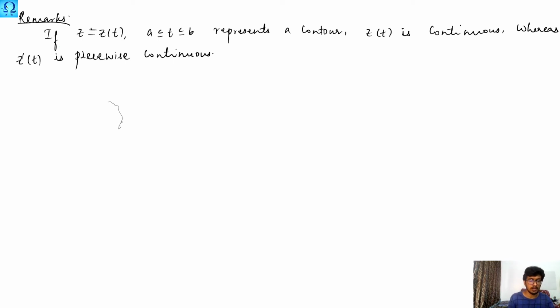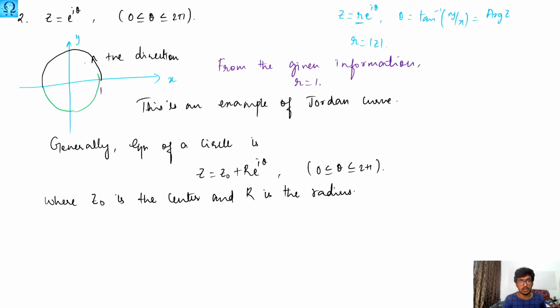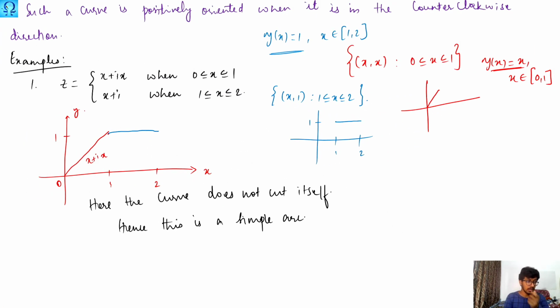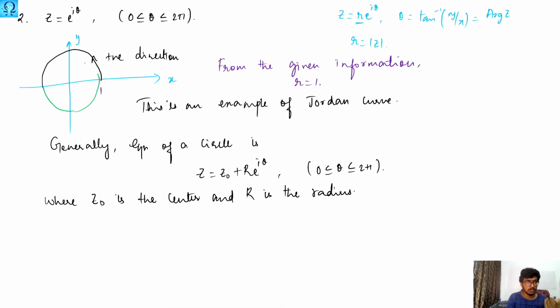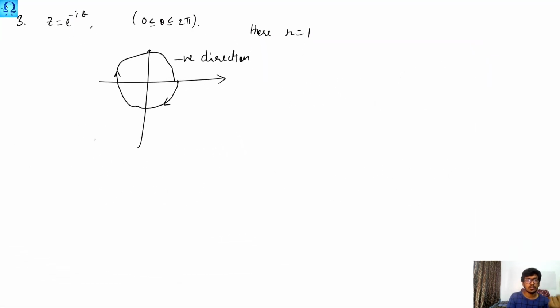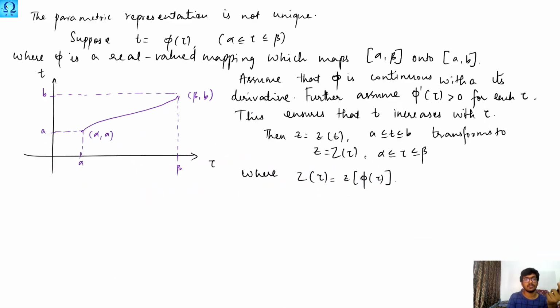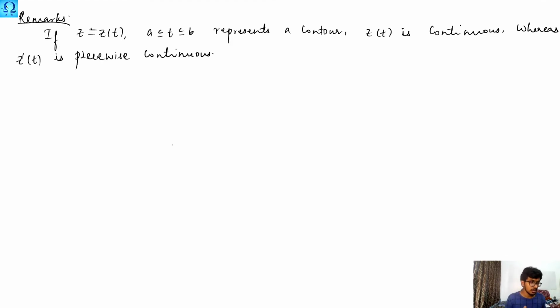We have seen several examples, right? So let us revisit those examples and see whether they are contours or not. The example that we have seen as polygonal lines, this is an example of a contour. And of course, this is also a smooth curve, this is also a contour. We have seen four different examples. All these are examples of contours, right?